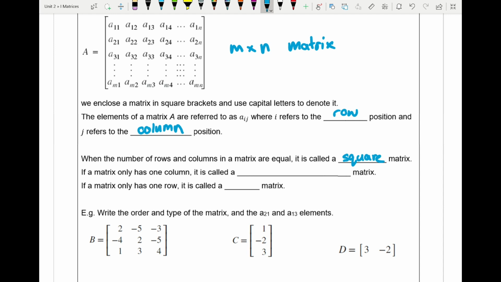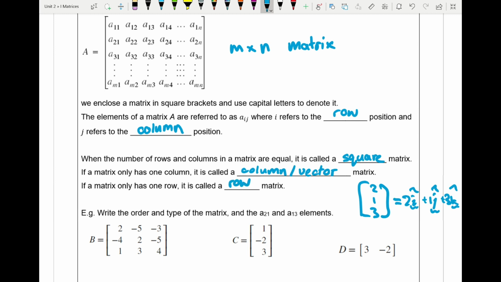If a matrix only has one column, we call it either a column matrix or a vector matrix. And that comes from the fact that vectors can be represented as matrices. So if you had something like 2, 1, 3, that could be the same as 2i plus 1j plus 3k. So that's in 3 dimensions. We've only looked at 2 dimensions so far, but you get the idea. If a matrix only has one row, it's called a row matrix.